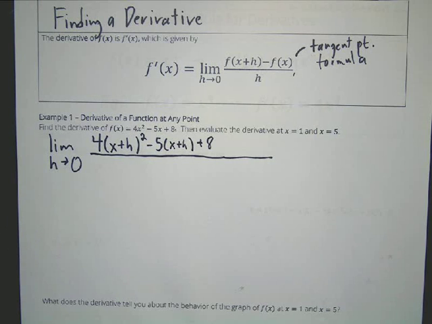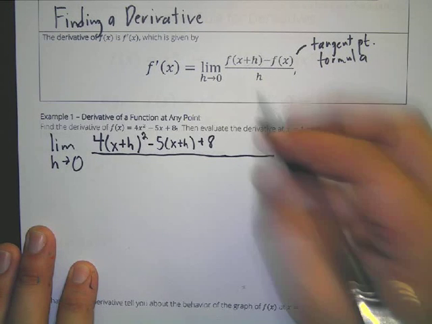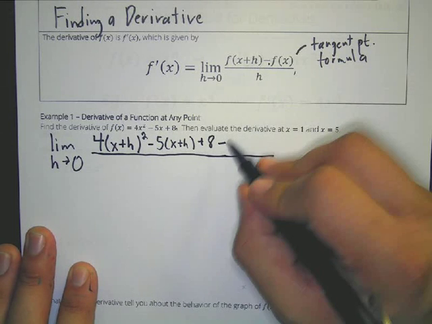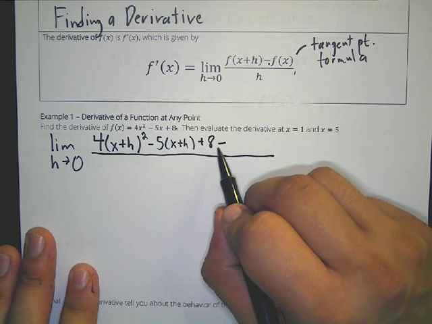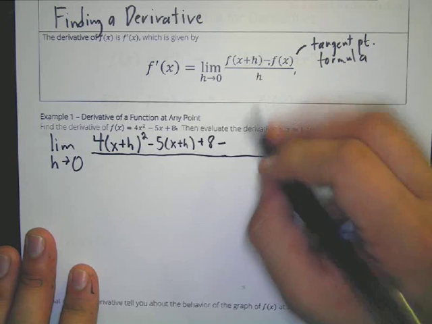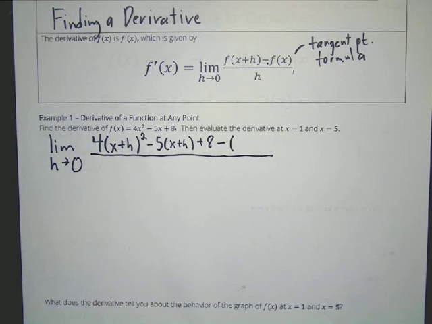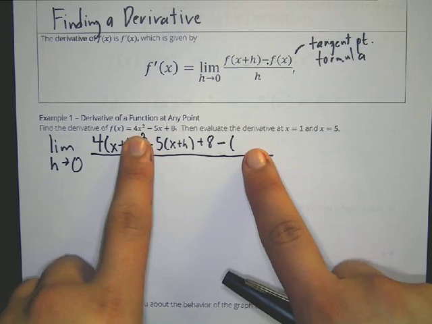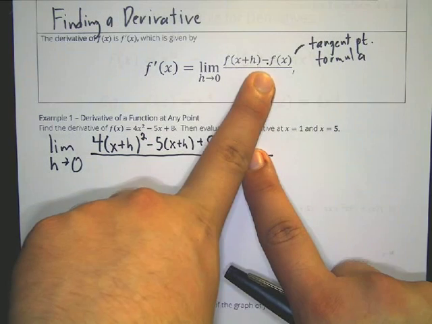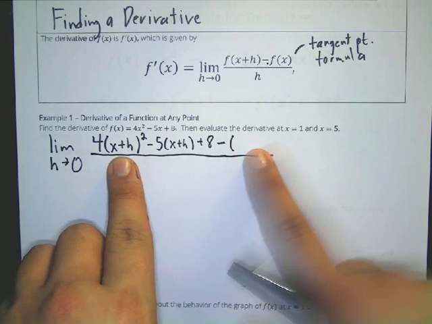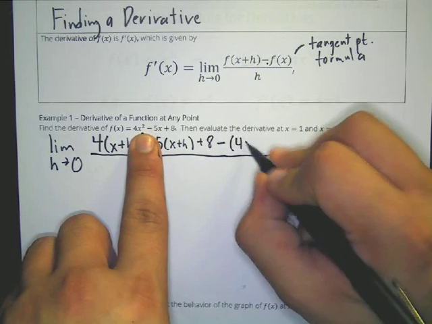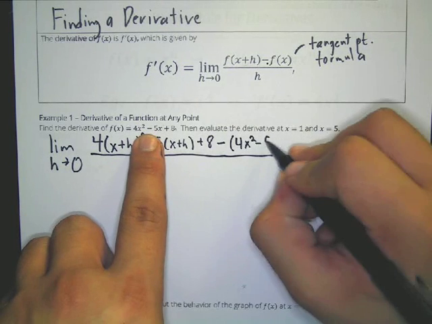Alright? So now you're going to have to subtract the original function. So what you do is you put a subtraction sign, and then you put an open parentheses, because you have to subtract the entirety of the function. So that negative is going to carry through the whole function. And so the function, you just write down what it is, because it's just telling you f of x, right? So you're just going to say 4x squared minus 5x plus 8. And that's what you write.